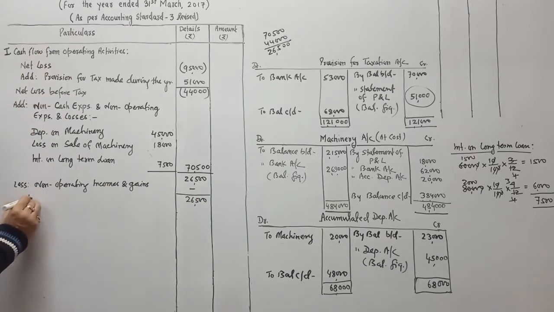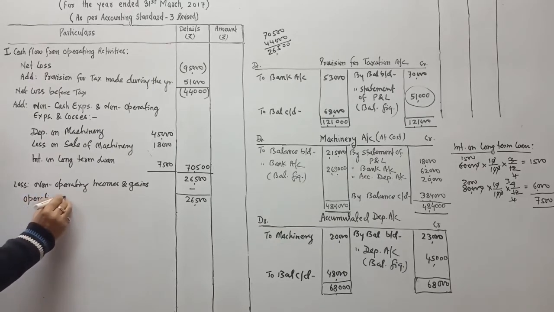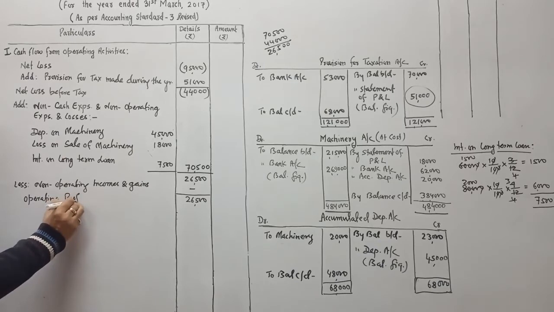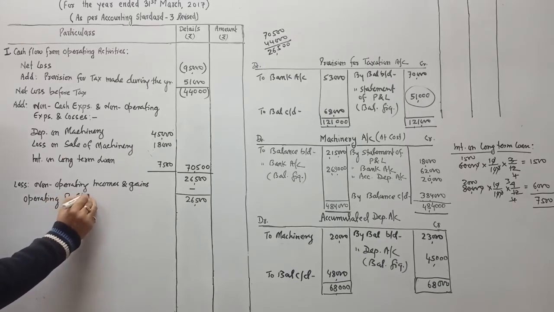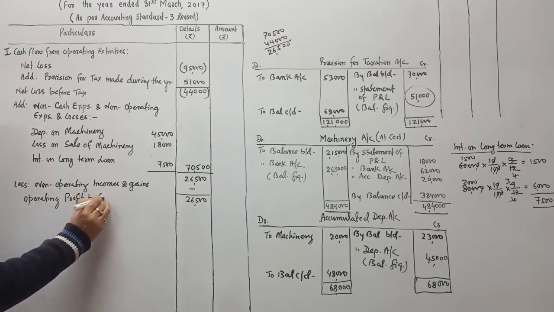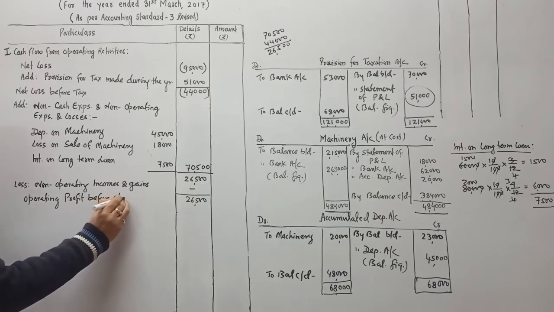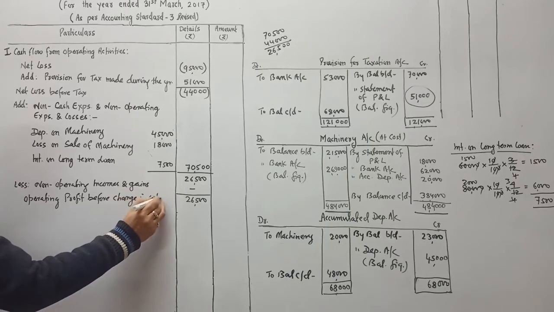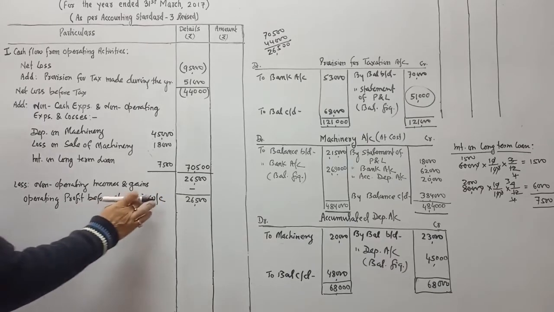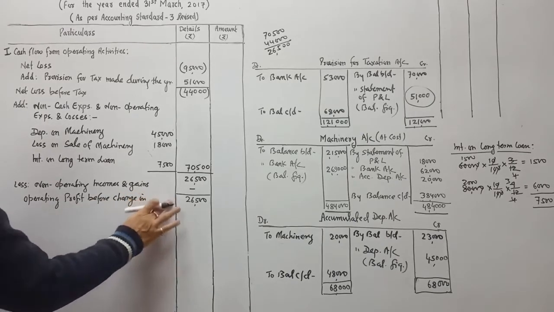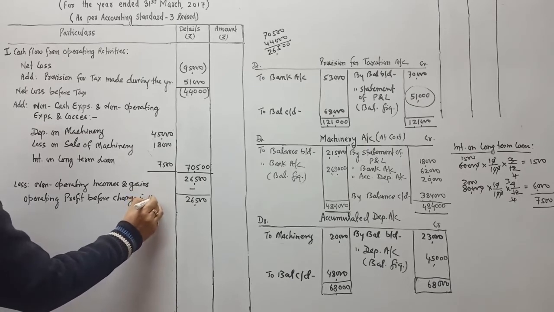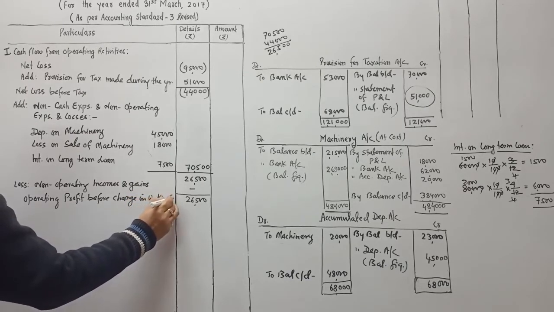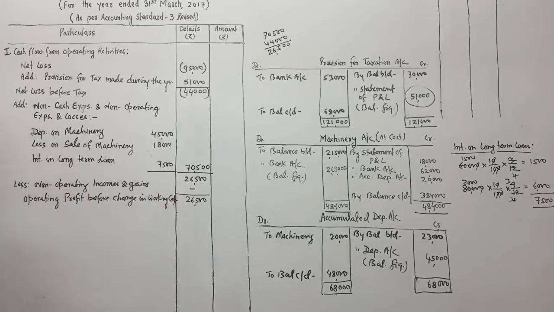Now thereafter, this is what? Operating profit before change in working capital. This amount is called operating profit before change in working capital. In short, I have written working capital. Okay, I am going to write the full. This is called working capital.